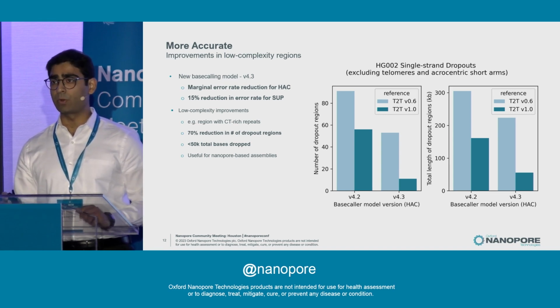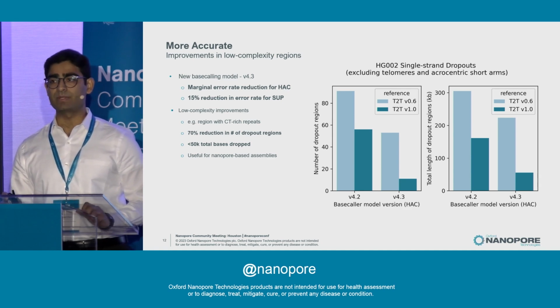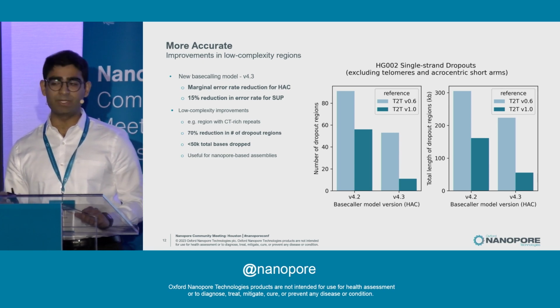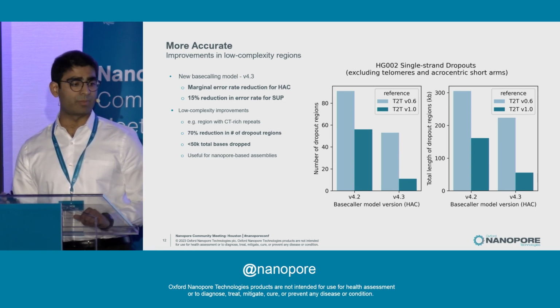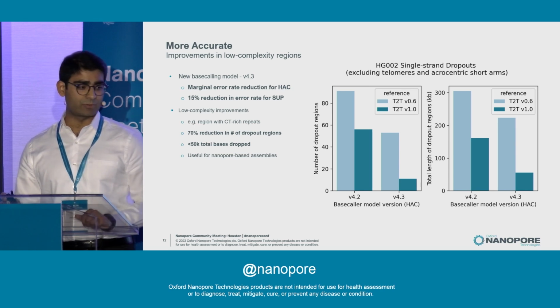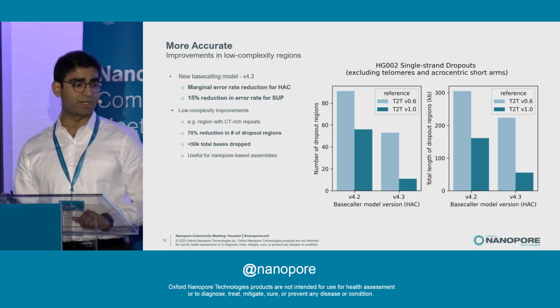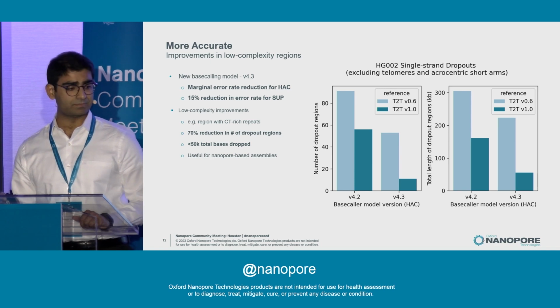That actually brings down the total number of dropped bases across the entire human genome to less than 50,000 bases. This is really encouraging, and we expect that this improvement would help anybody working with nanopore-based assemblies. Of course, we're not just going to stop there. Our goal is to bring down the number of dropped bases to 0.